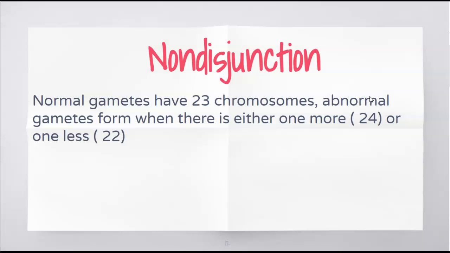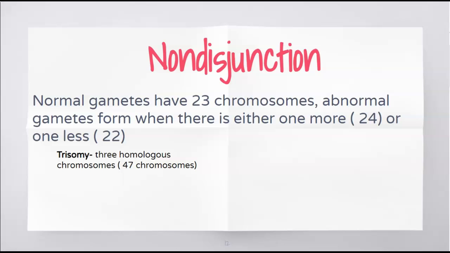So non-disjunction, we say normal gametes have 23 chromosomes. Abnormal gametes form when we have either 24 or 22. So 1 more, 24, or 1 less, 22. To define the difference between 24 or 22, we call it trisomy. So trisomy means that when we look at a karyotype, one set of chromosomes is going to have 3 homologous chromosomes, or 47 in total.